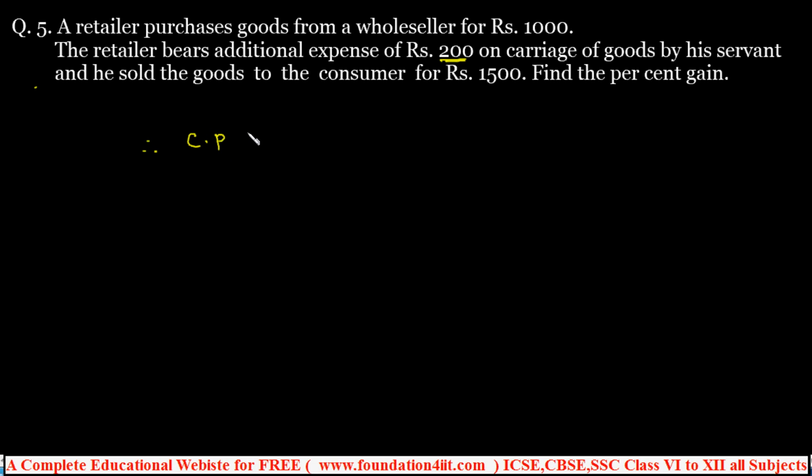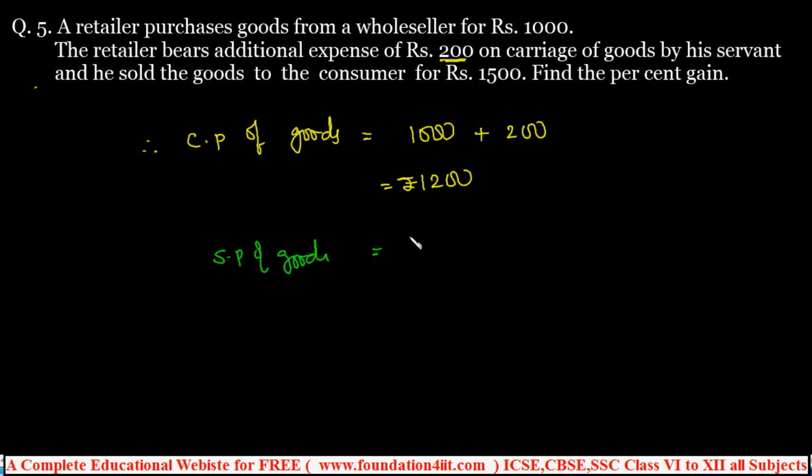Overhead expenses you must add to the cost price. Therefore, the cost price of goods: when you take the cost price of the goods, don't take only 1000 rupees directly. Along with the 1000, you must add the extra, that is the overhead expenses, that is 200 in this problem. 1000 plus 200 is 1200, the cost price, right? And the selling price of goods is given as rupees 1500. Selling price is more, so we can easily find out the percentage of gain that is asked.